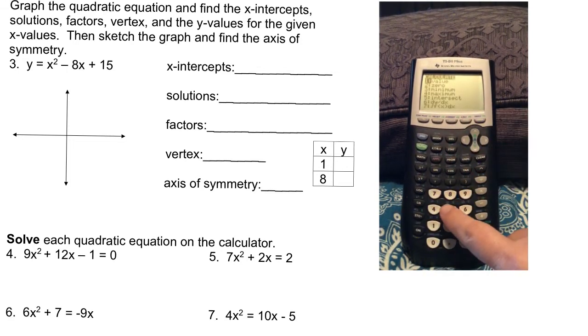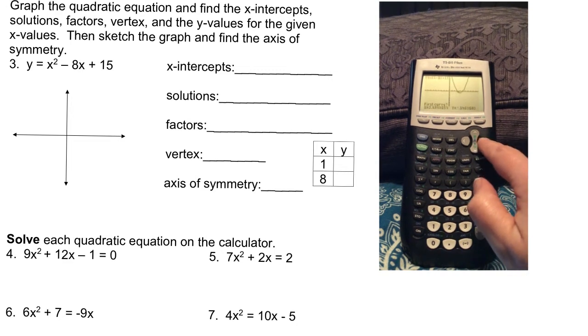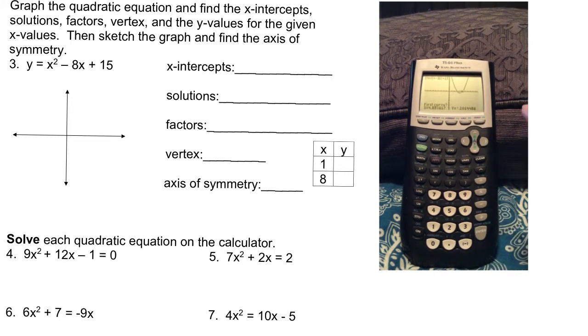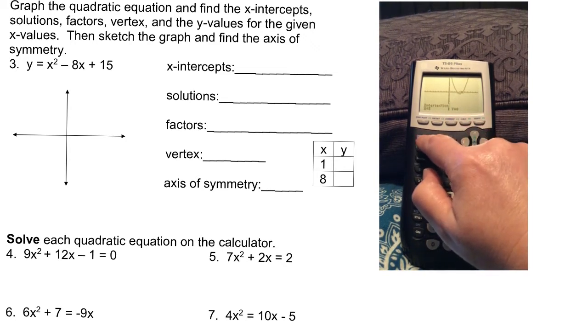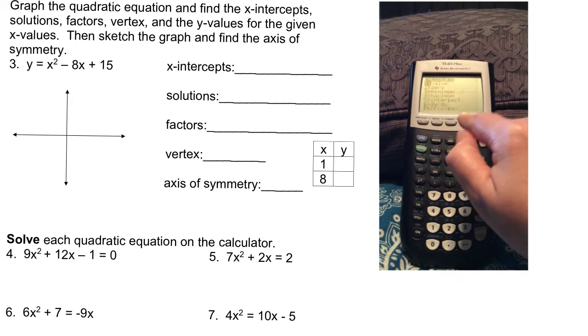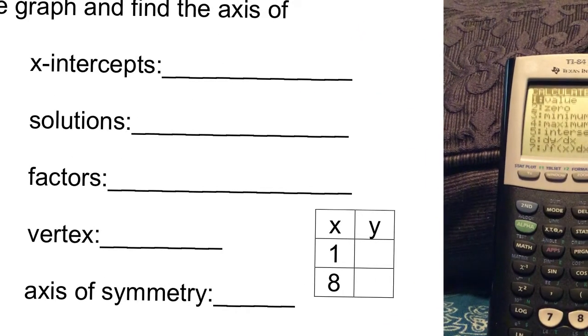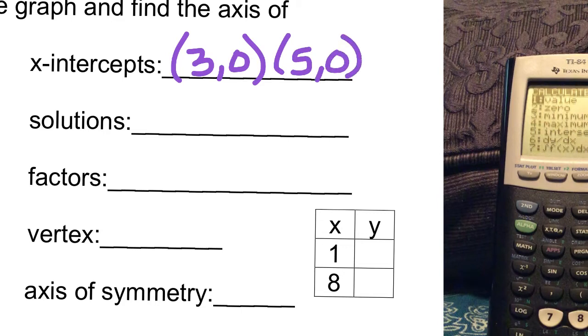Now do the whole process again for the second intersection. Second Calc, number 5, enter, enter, enter. And we find that it is 5, 0. Now let's begin synthesizing some of this. For the x-intercepts, we found them to be 3, 0 and 5, 0. So the solutions or roots or x-intercepts are 3 and 5.